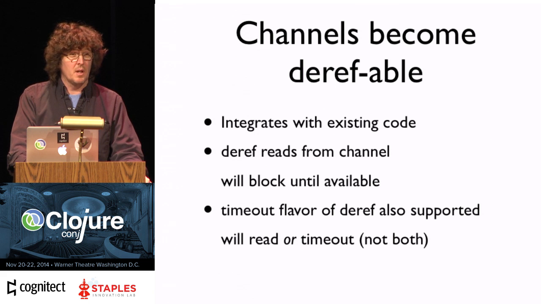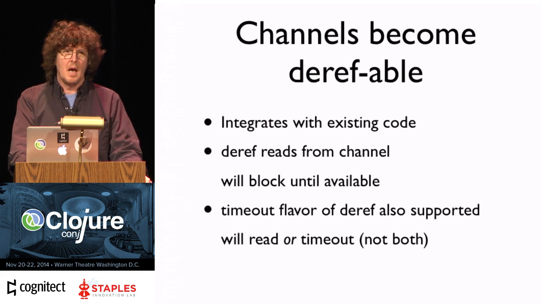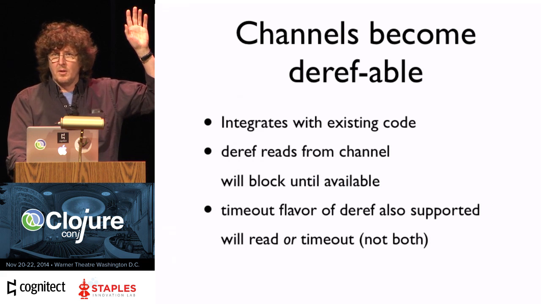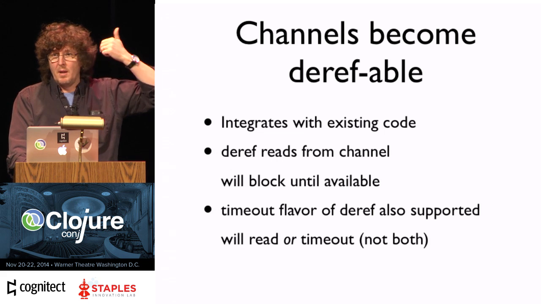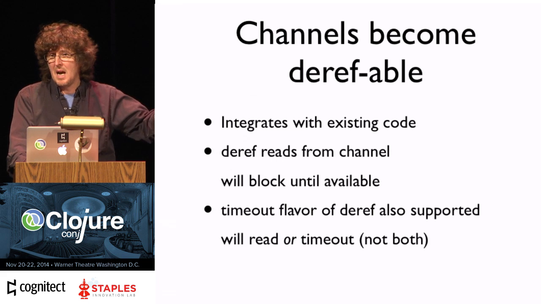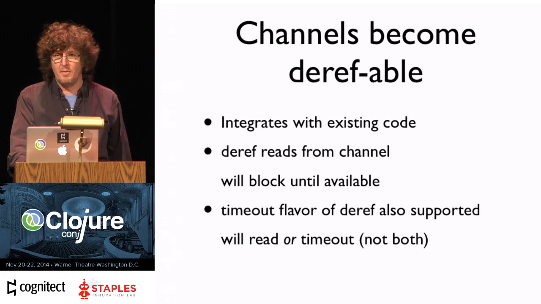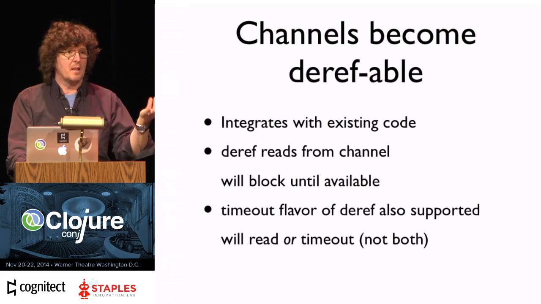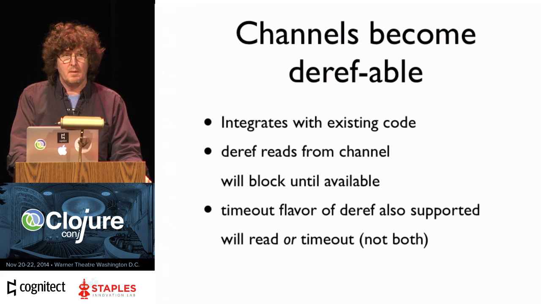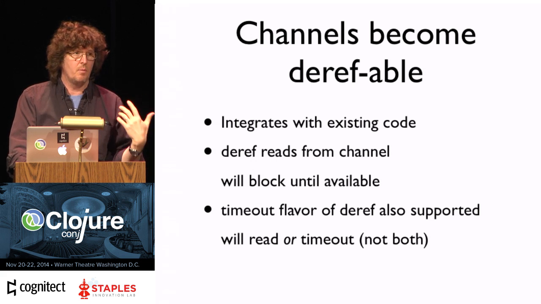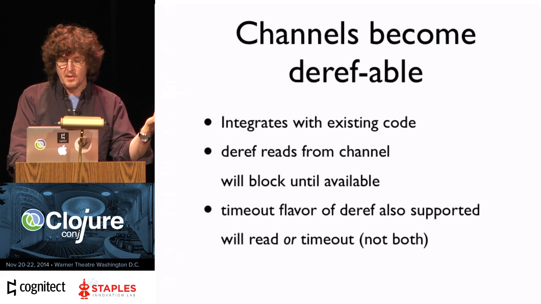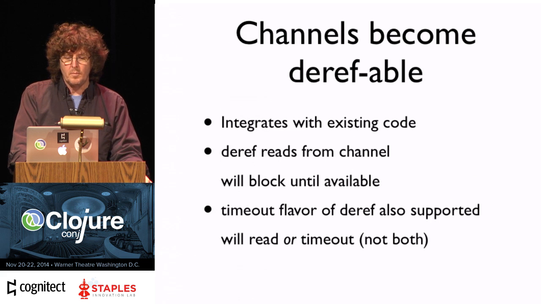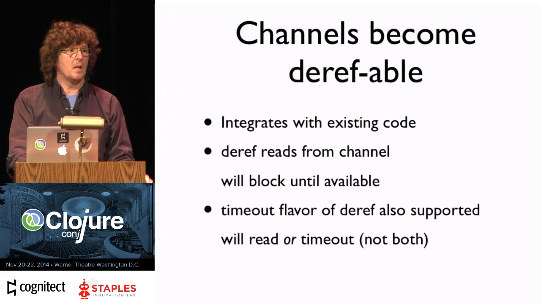The first thing is that channels are going to become deref-able. This is very useful, again, for existing code. How many people have code where the contract of the code is, give me something deref-able? You're then independent of whether that thing is actually one of the reference types or a promise, or there are lots of things that are deref-able, and people have made new deref-able things. So this will make a channel a valid thing to be deref-able. That will have blocking semantics, so deref will be blocking. It will be like promises that way. And when you deref, it will read from the channel.